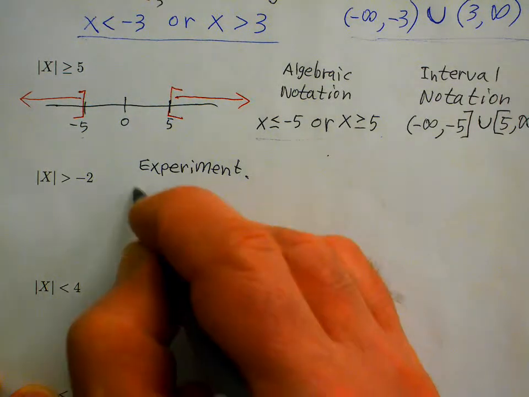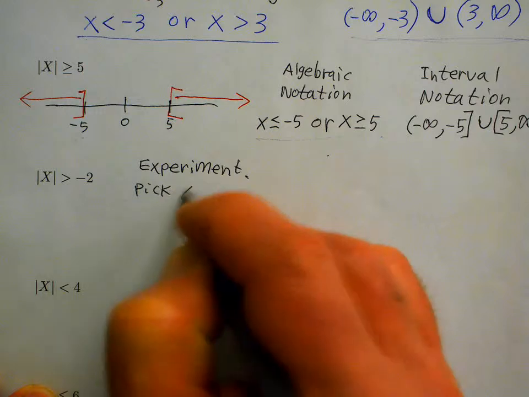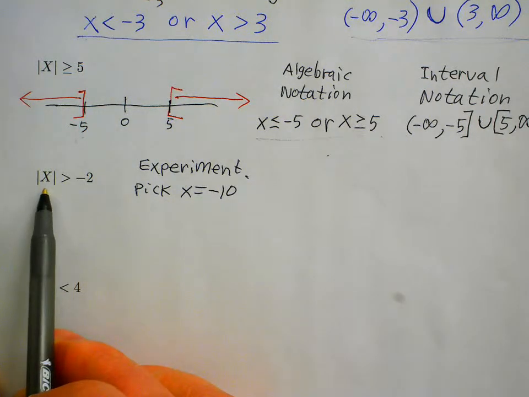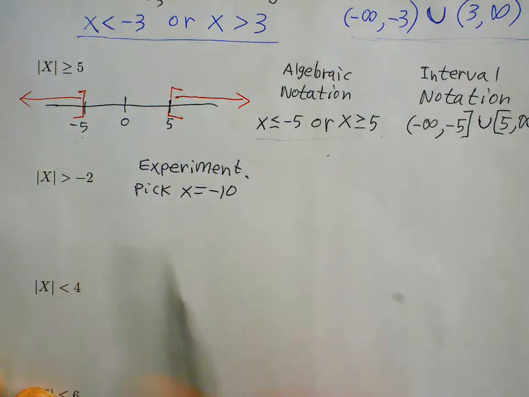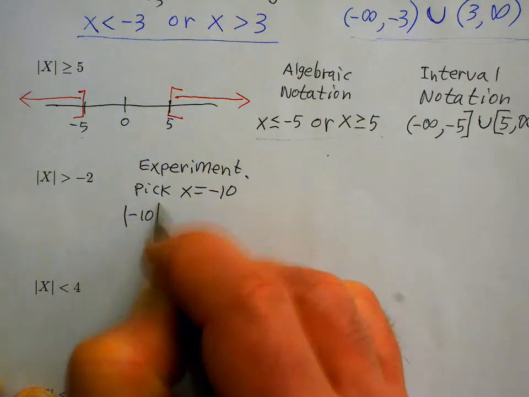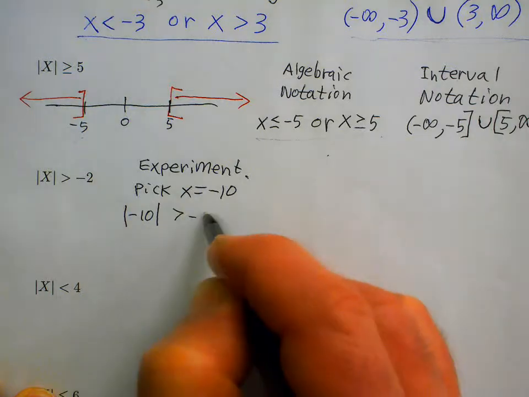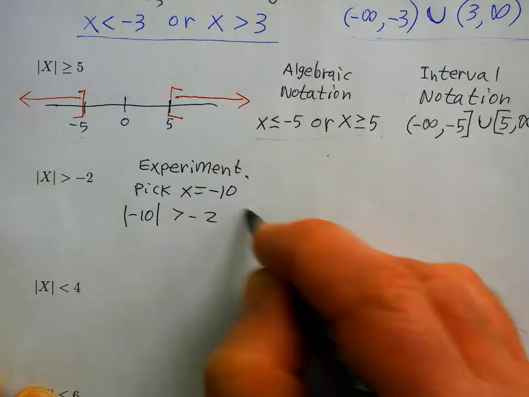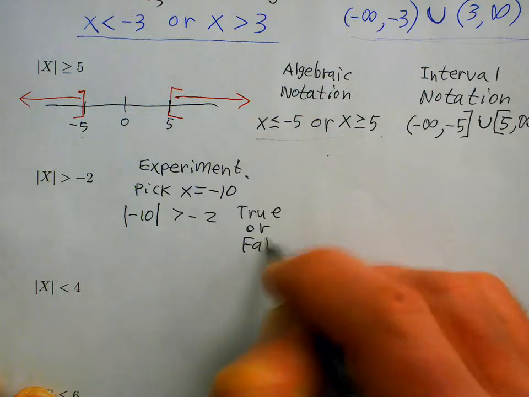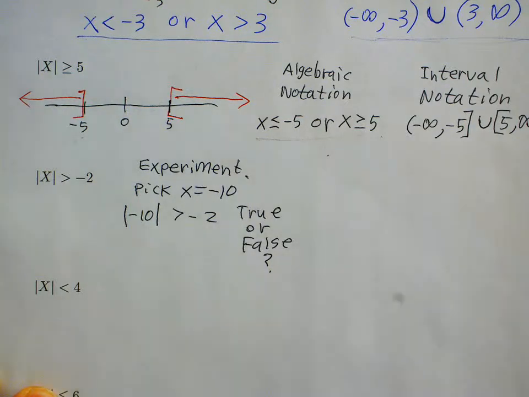So I'm going to pick x to be -10. And then in this inequality, I'm going to replace x with -10. So I get the absolute value of -10 greater than -2. Is this true or false? Right, we're just doing an experiment.